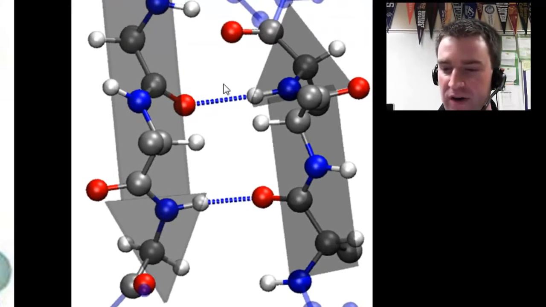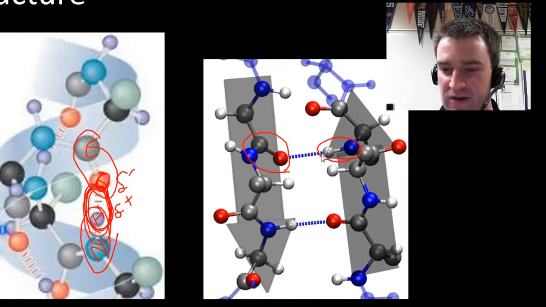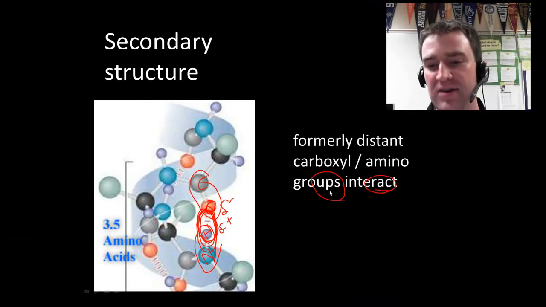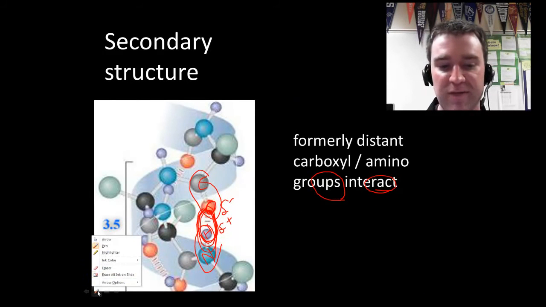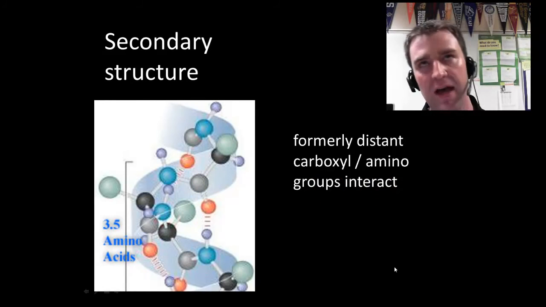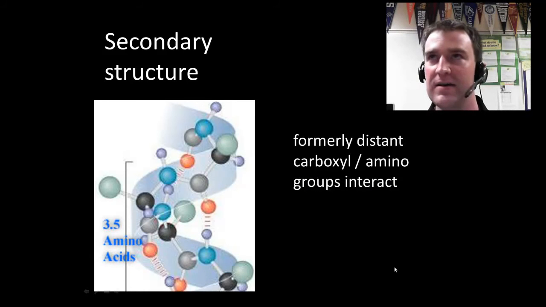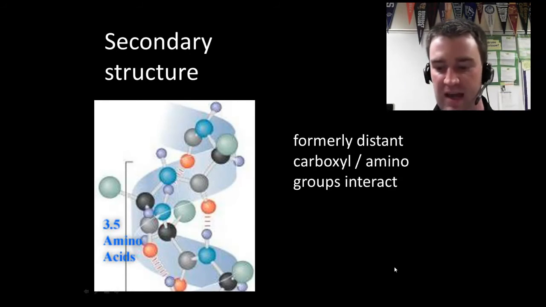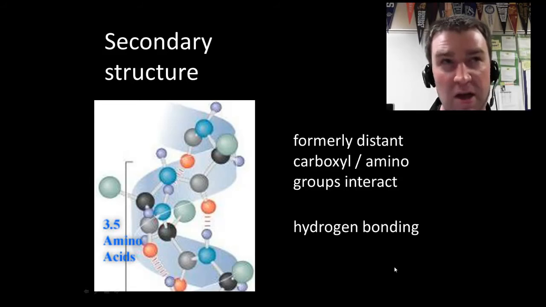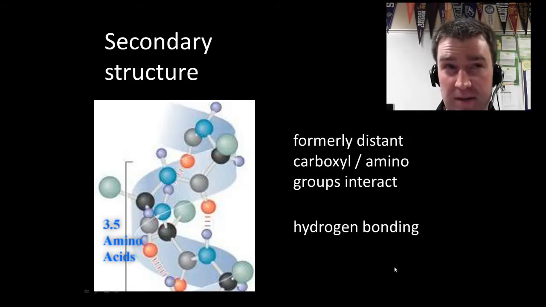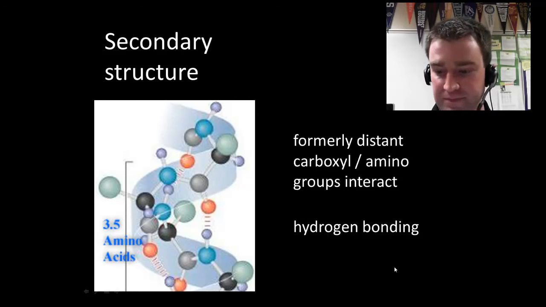So what's actually going on here is that it's, once again, little carboxyls and little amines that are interacting with each other again, but they're sort of carboxyls and amines that used to be far apart from each other. And now that the whole polypeptide is starting to fold in on itself, they're starting to come together and form hydrogen bonds. So not quite as strong as the peptide bonds we saw in primary structure, but still strong enough to hold the protein in a particular shape.